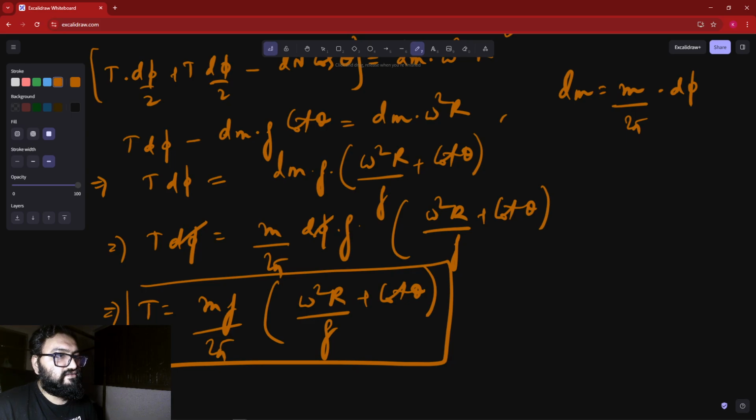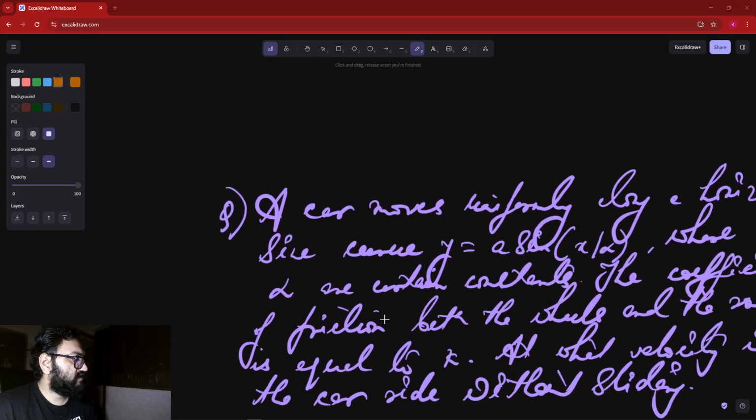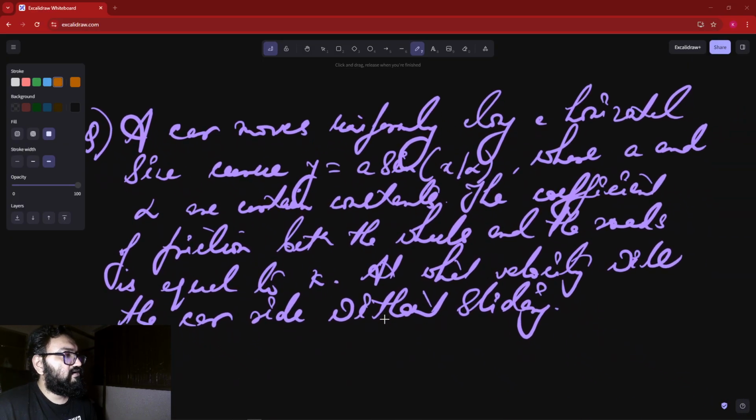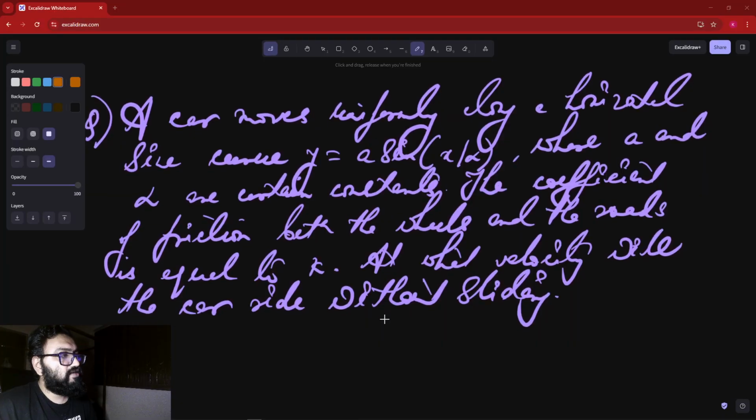Let me solve the second problem now. Okay, so I have the second problem written in here. In this problem, a car moves uniformly along a horizontal sine curve, which is given as y equal to a sine of x by alpha, where a and alpha are constants. The coefficient of friction between the wheels and the road is equal to k. At what velocity will the car ride without sliding? Okay, so this is the problem.